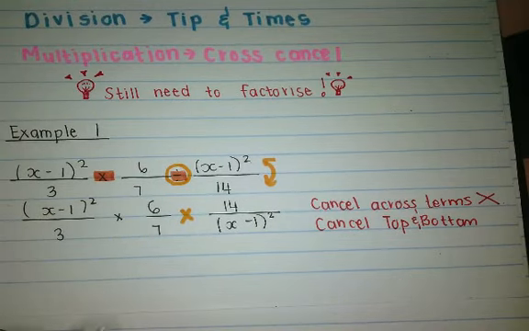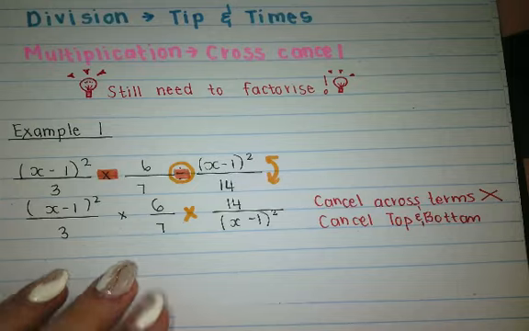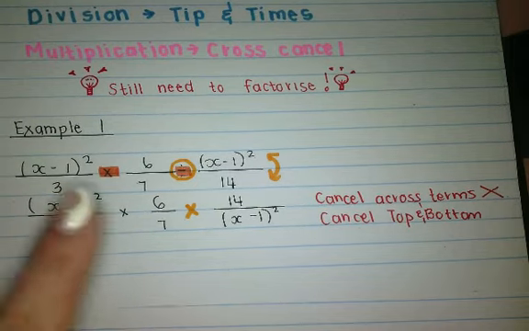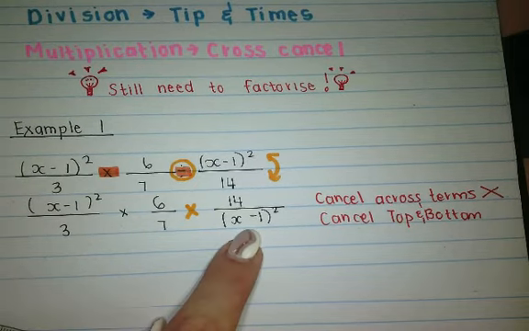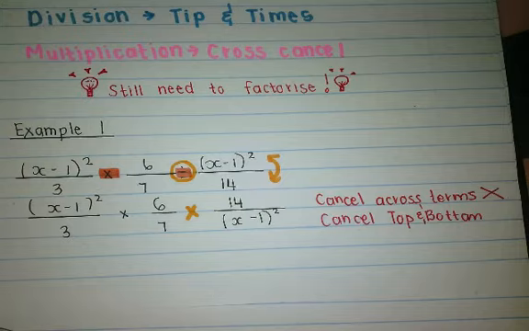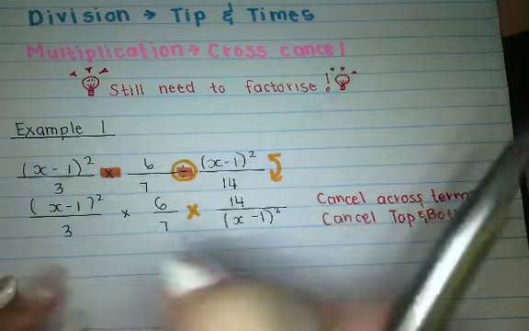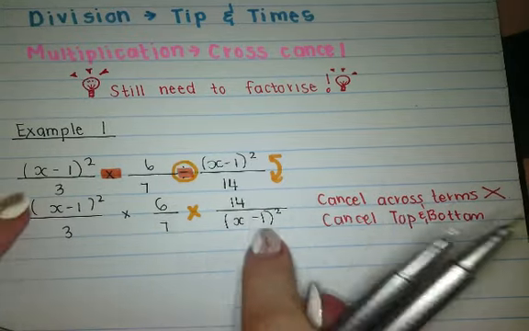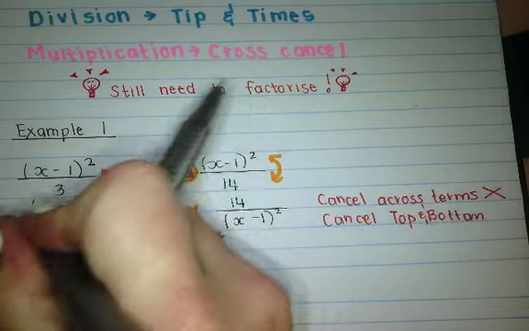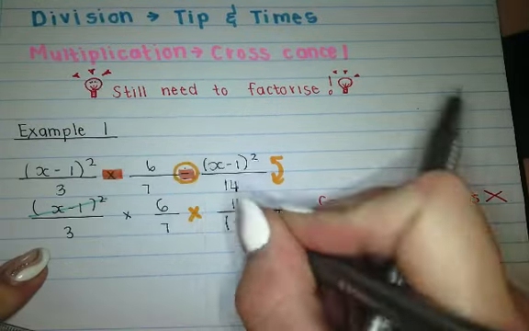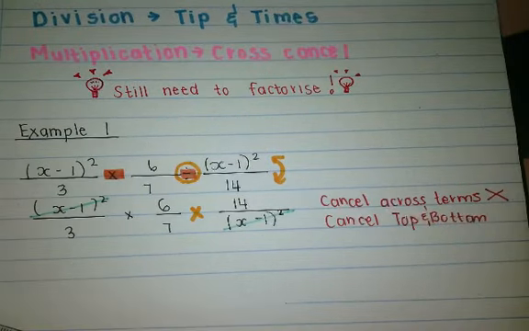What can we cancel, your grade 10s? x minus 1 squared and? So you see, you can skip the middle term. That's what I'm saying. It doesn't necessarily need to be right next to it. You can cross cancel like that as well. So we cancel x minus 1 squared and x minus 1 squared.